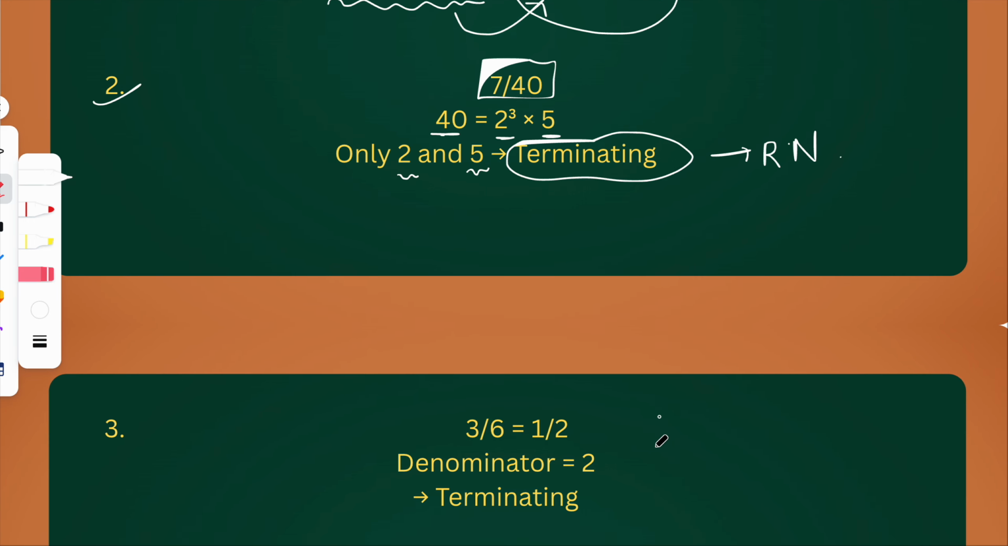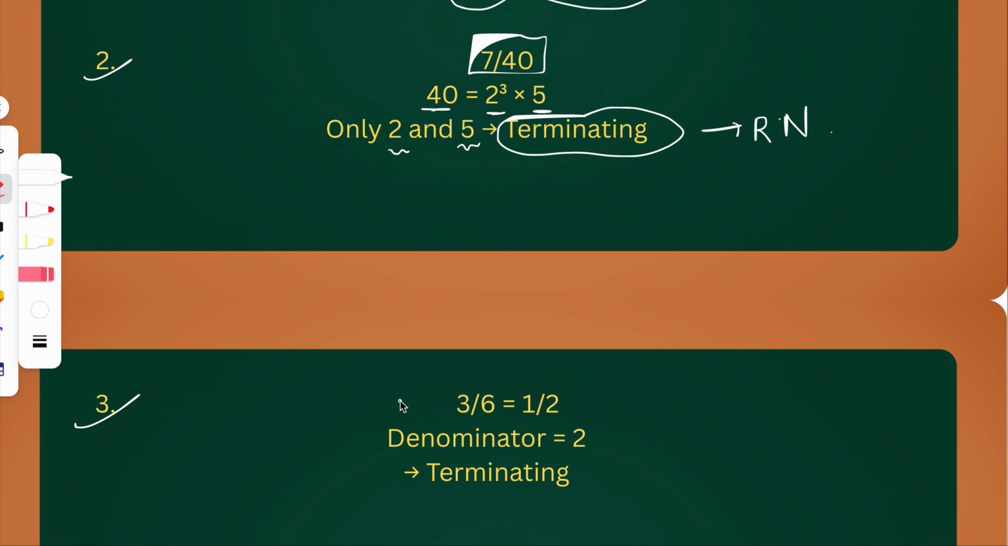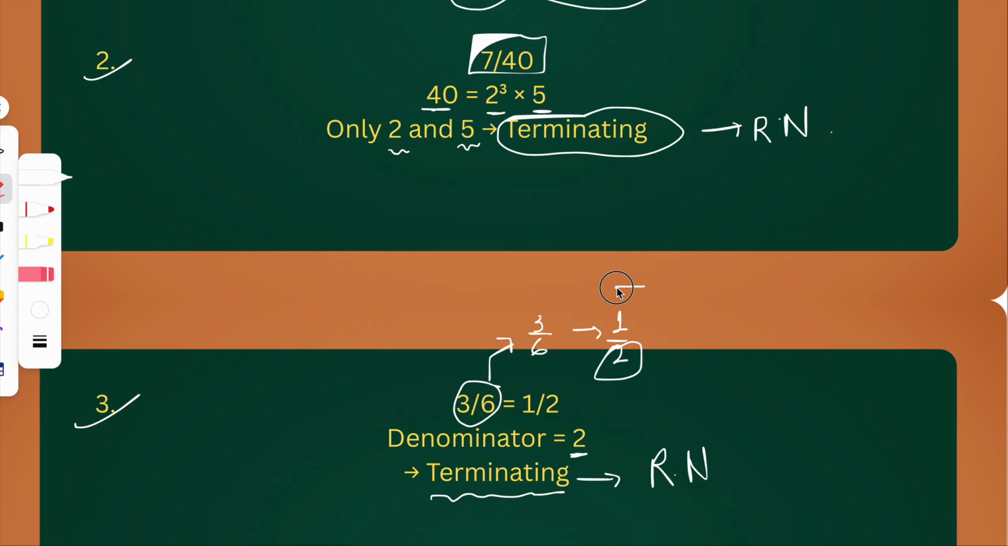If we take another example of 3 by 6, so here students generally make mistakes by not simplifying it. So first you need to simplify it. 3 by 6 can be written as 1 by 2, and here as the denominator is 2, the only prime factor is 2, and if the prime factor is 2, the number is terminating. And if the number is terminating, it is a rational number. Very easy. But here the key point was to simplify it before checking for the denominator.